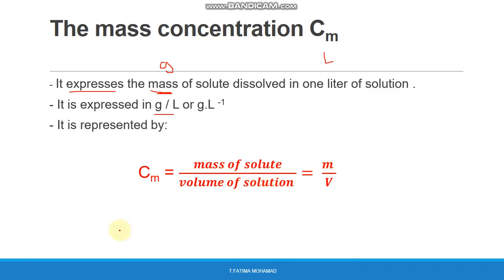But here, don't confuse between Cm and density. Density is mass over volume, but the mass of what? The mass of the substance that you're using over its volume. But Cm is the mass of the solute over the volume of the solution. Okay, don't confuse between them, please.